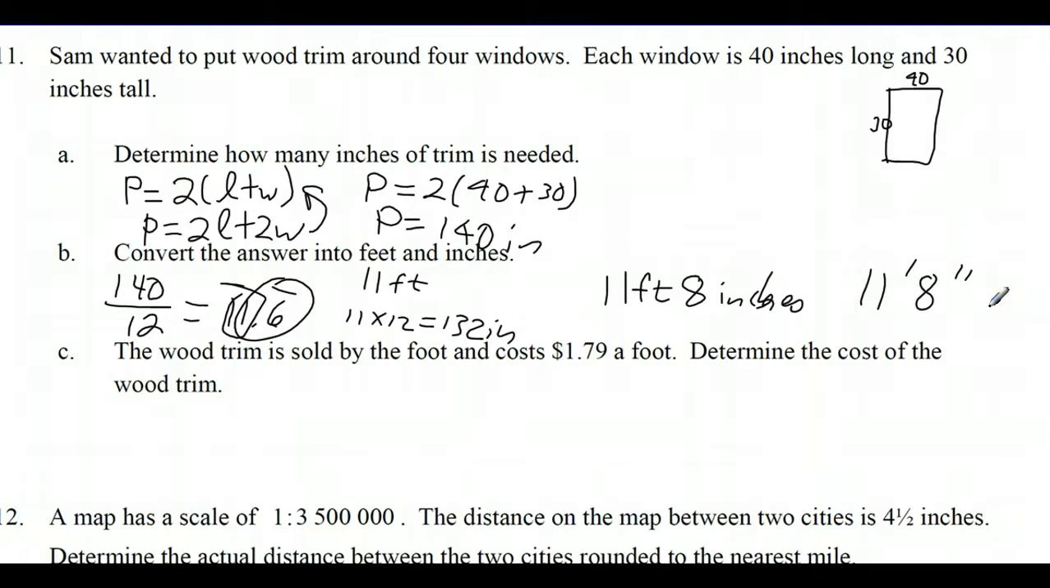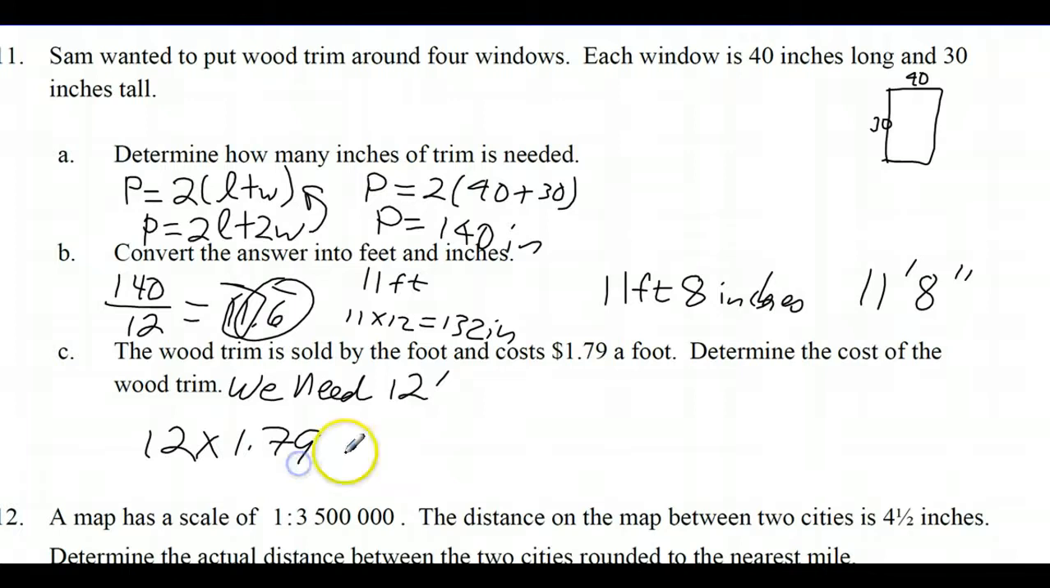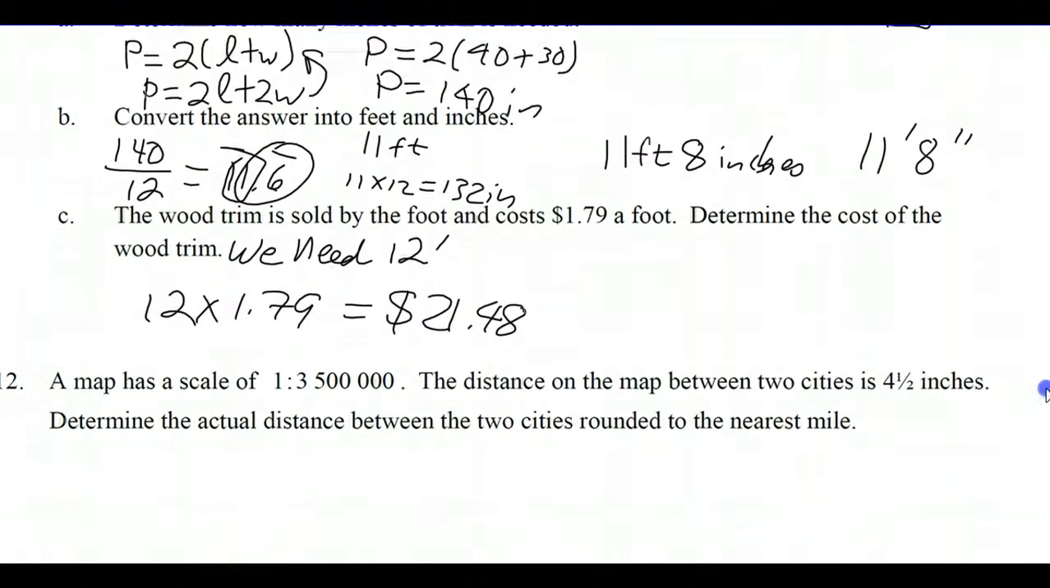Wood trim is sold by the foot and costs $1.79 a foot, so we can't buy 11 feet 8 inches, we're going to have to buy 12 feet. So in this case, we're forced to round up to the nearest foot. So it's going to be 12 feet. We need 12 feet. So it's going to be 12 times $1.79, which is $21.48. Pre-tax, right? Or maybe that's not taxed. I don't know. They didn't tell us to add the GST. We're just going to go with $21.48.